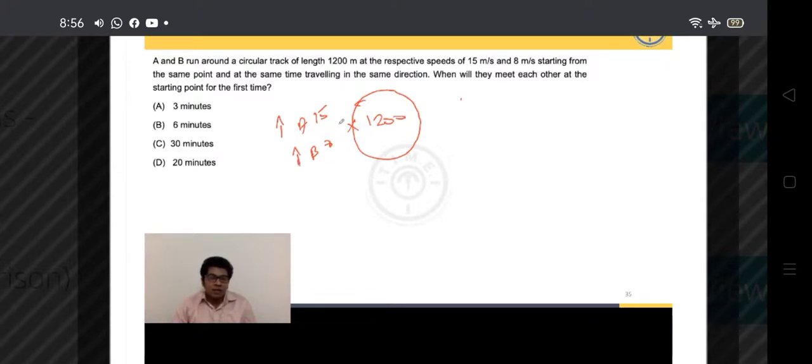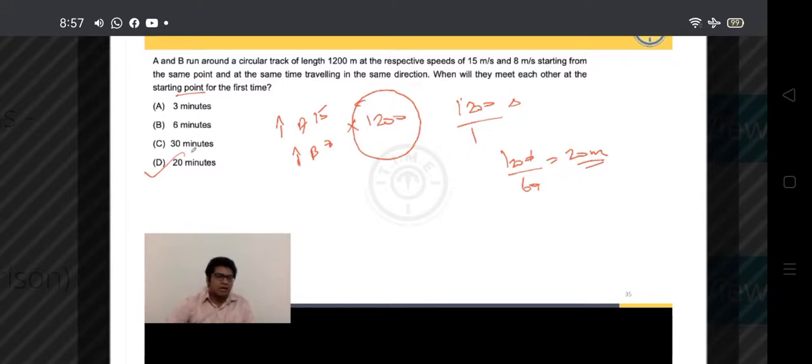See, for meeting at the starting point for the first time, it doesn't matter whichever direction they travel. The required answer will be 1200, the LCM of the numerators, with HCF of the denominators 8 and 15 being 1. So after 1200 seconds they will meet. What is 1200 seconds? 1200 divided by 60 is 20 minutes. Hence choice D will be our answer.